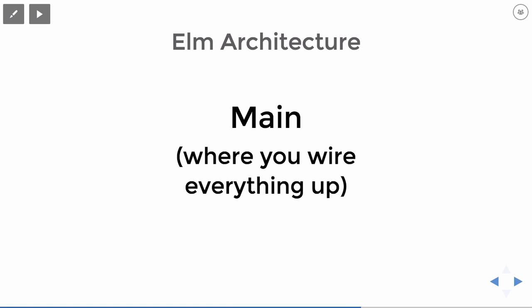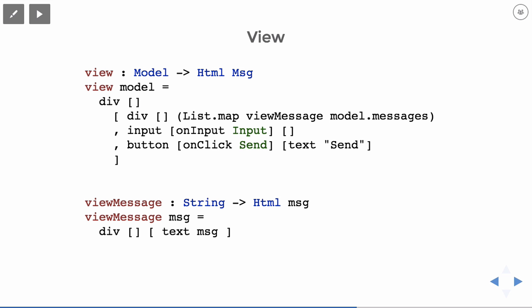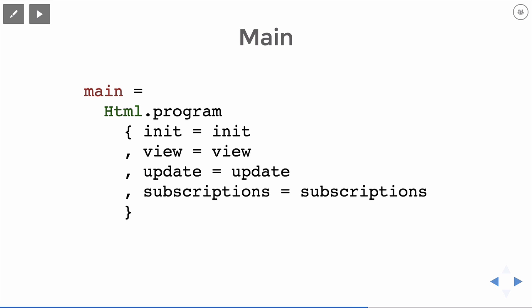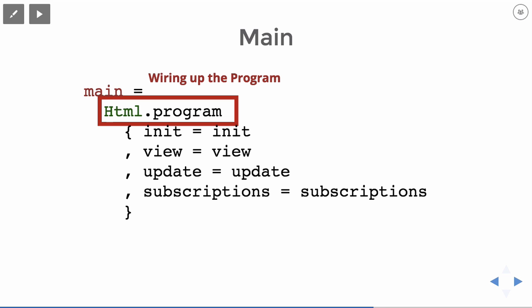And we also have the onInput and onClick send. Those are the events you can get from this UI, and they're gonna feed back if you click that button, or if you do some input in the input, they're gonna get back in the event loop, and it all goes around. And then main, this is how you wire the program up, Html.program, and as you see, you got the init, you got the view, you got the update, and you got the subscriptions, and we looked at each one of those.